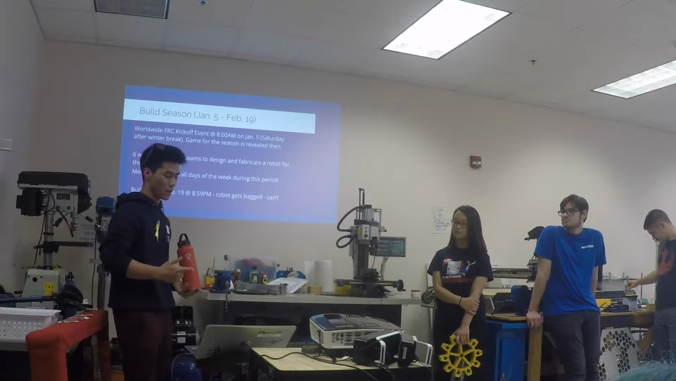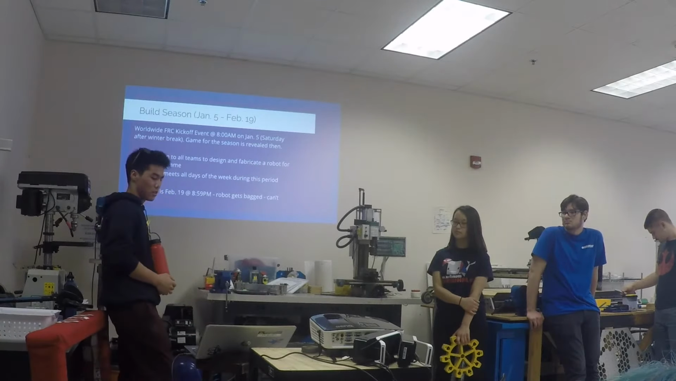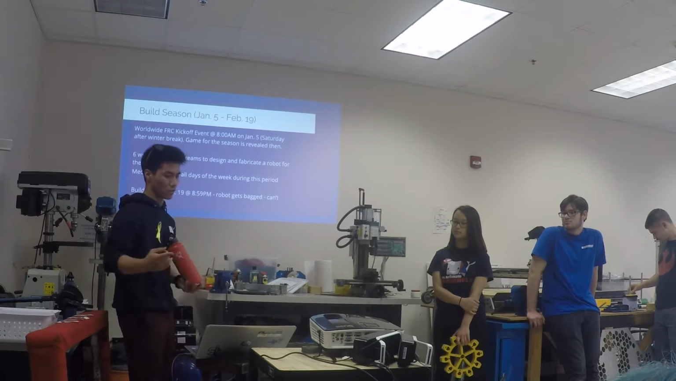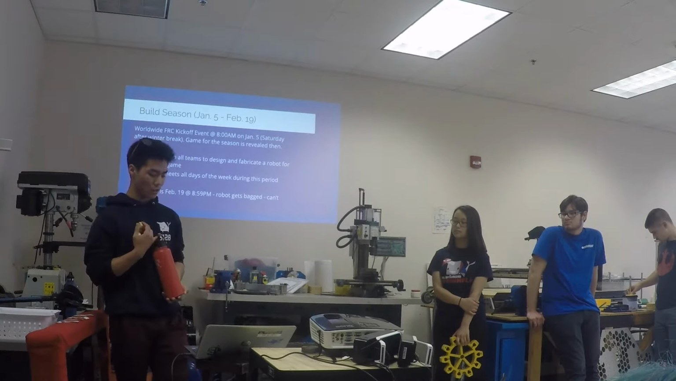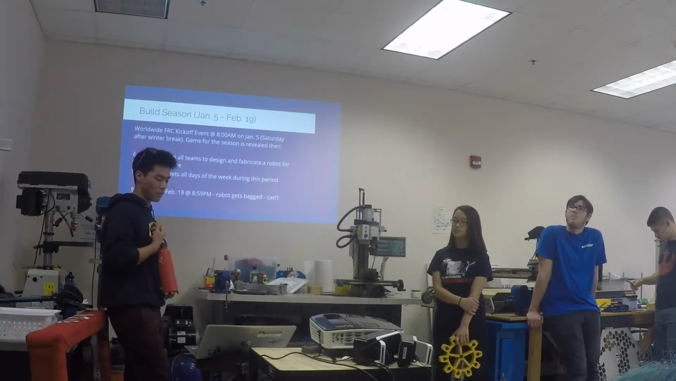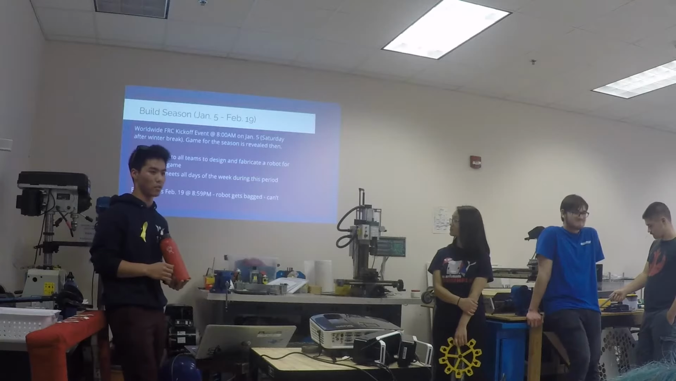And then after that officially starts our 6-week build season, which is where we do things like design, fabricate, and assemble the robot, obviously. And then build stop is on February 19th at 8:59 p.m. The robot gets bagged, and you literally cannot touch it until the competition starts.